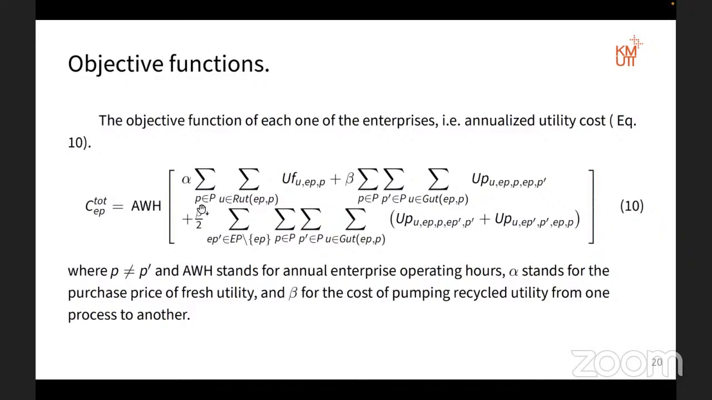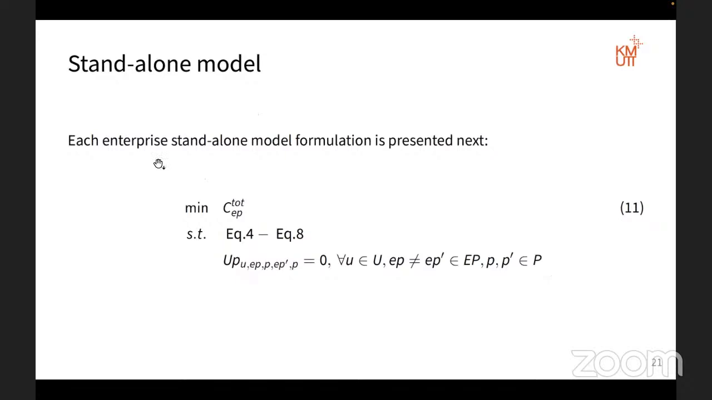This is because the cost of pumping is shared by two enterprises. One enterprise pays half, and the other enterprise pays half. So we have a cost of beta over 2. Next, we show you the standalone model for the enterprise.